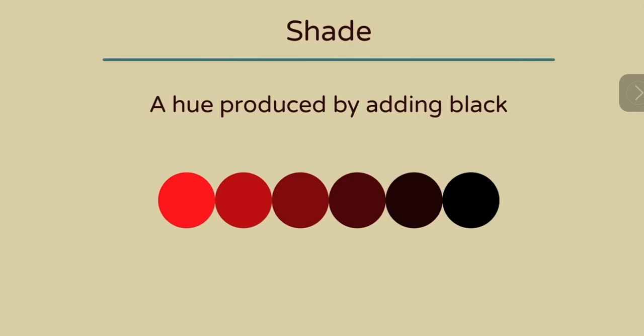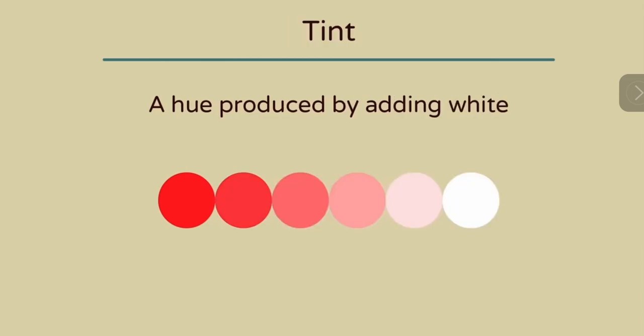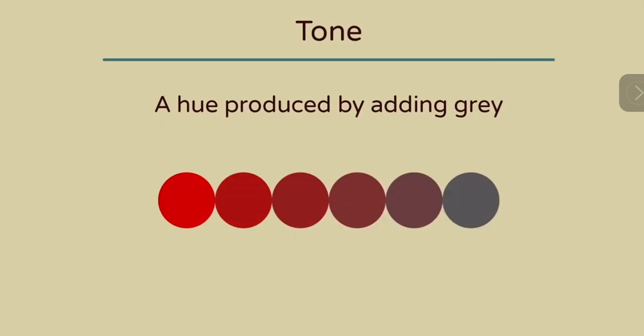A shade is a hue produced by adding black. So here you have a variety of shades of red made by mixing the red with increasing amounts of black. A tint is a hue produced by adding white. So now you have a variety of red tints made by mixing the red with increasing amounts of white. A tone is a hue produced by adding gray. So now you have a variety of red tones made by mixing red with increasing amounts of gray.